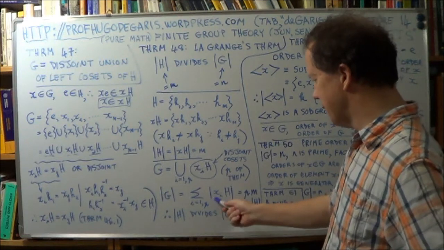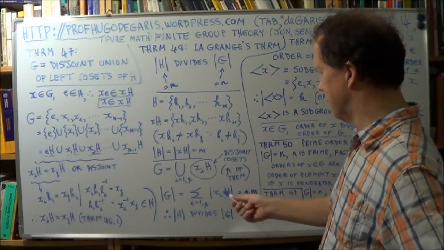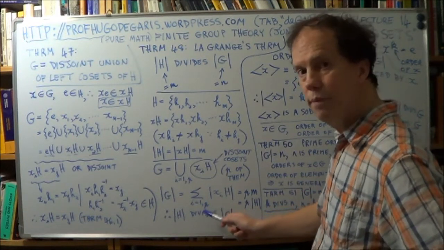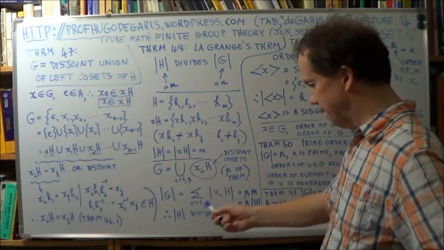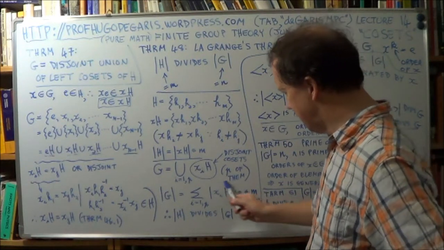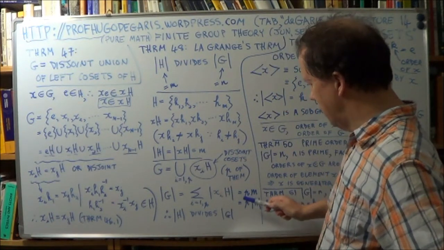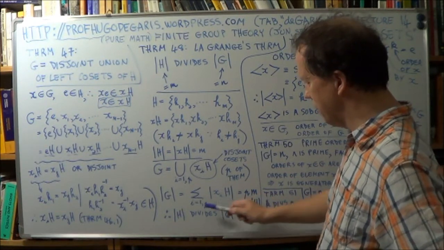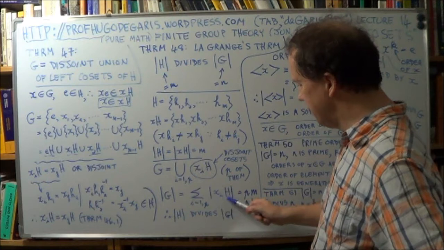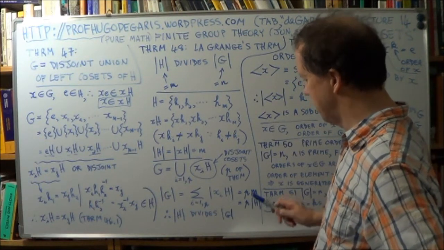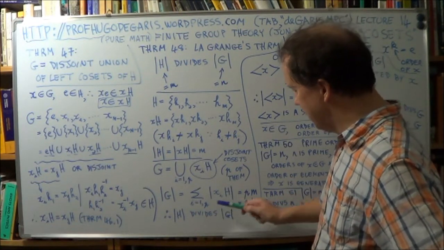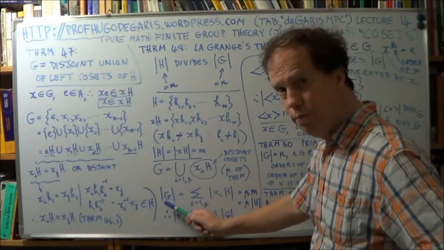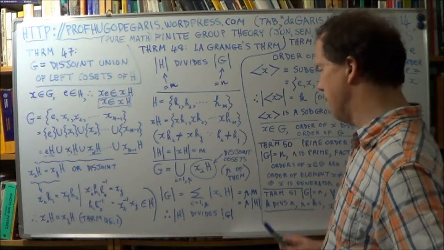Now, what is the size of a coset? Well, it's just M. But you've got P of them, P disjoint cosets. So this sum here will just be P times M. All of these cosets have the same size, M, and you've got P of them. So this sum here is just PM, and therefore the size of your group G is just PM.